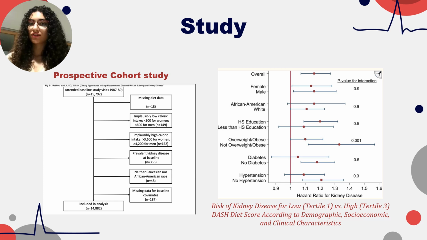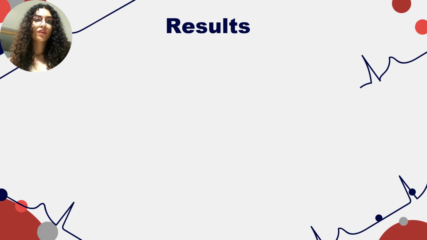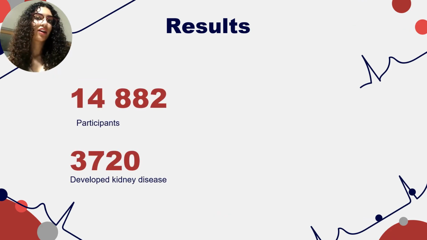The primary outcome was the development of kidney disease, defined as a glomerular filtration rate drop below 60 milliliters per minute per 1.73 meters squared, with at least a 25% decline from baseline, kidney disease-related hospitalization or death, or progression to end-stage renal disease, monitored through 2018. Overall, 14,882 participants were involved.